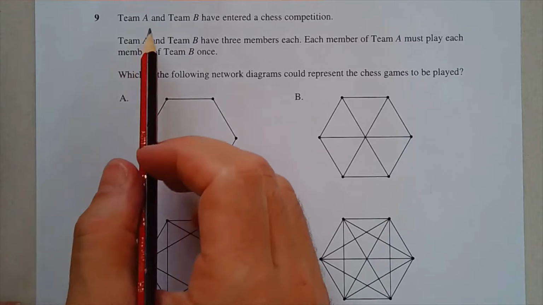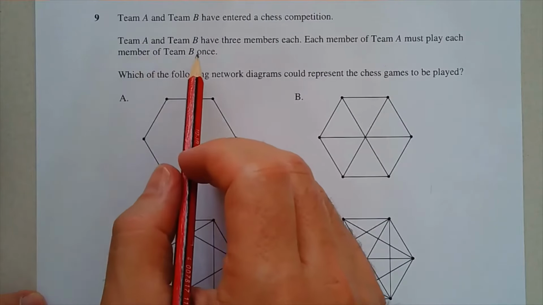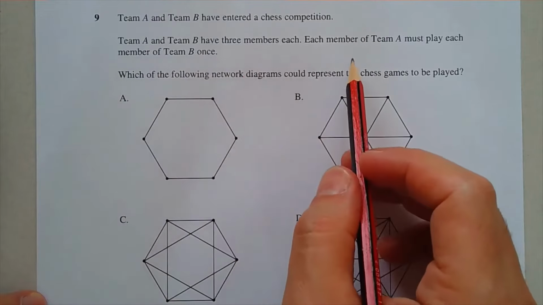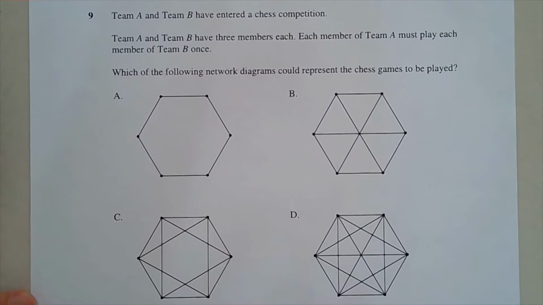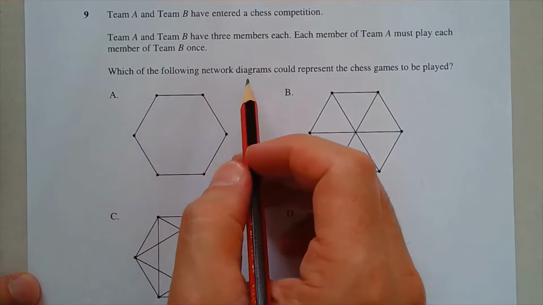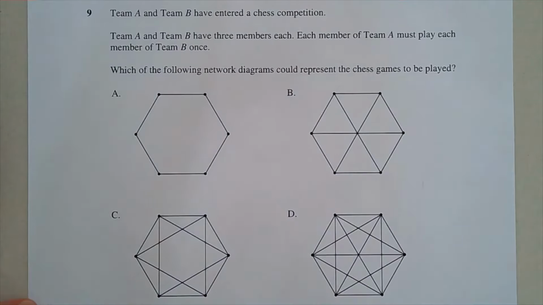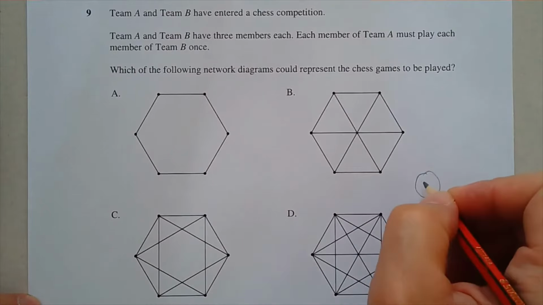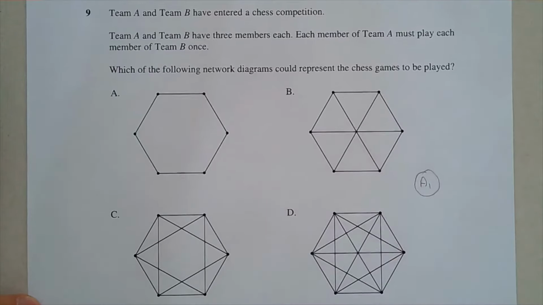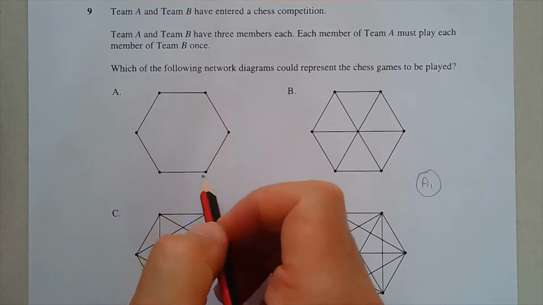Question 9. Team A and Team B have entered a chess competition. Team A and Team B have 3 members each. Each member of Team A must play each member of Team B once. Which of the following network diagrams could represent the chess games to be played? Okay, so this one, probably best to sort of visualize what's going on here. So if we had, let's say one of the players, let's say Team A, player 1. So this represents one of the vertices. Okay, so one of these dots.